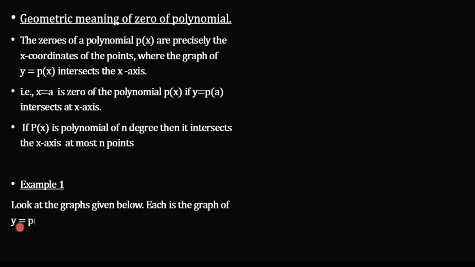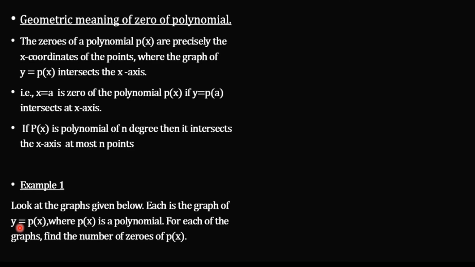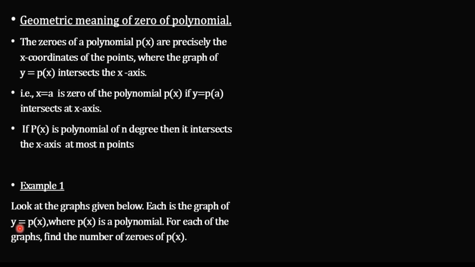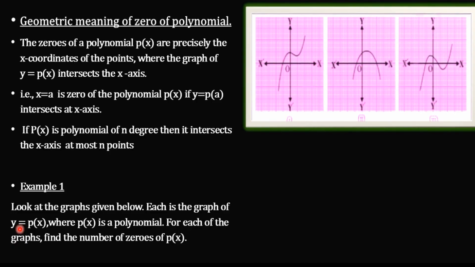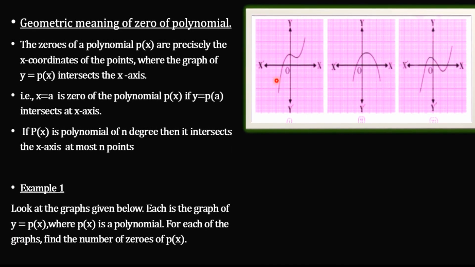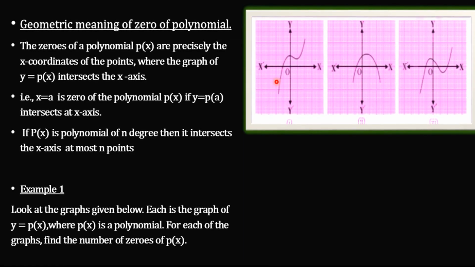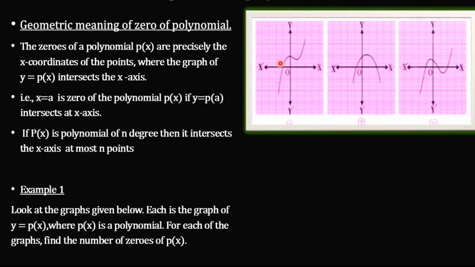Look at the graphs given below. Each is the graph of y equal to p of x, where p of x is a polynomial. For each of the graphs, find the number of zeros of p of x. Okay, how to find the number of zeros of p of x? At first we have to note the number of points at which the graph is intersecting the x-axis, then the polynomial will have that many zeros.